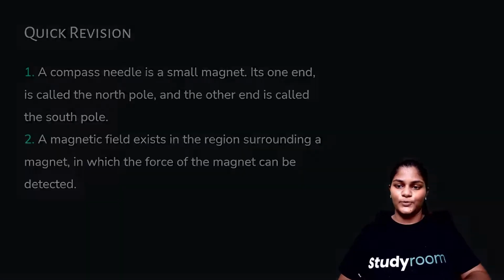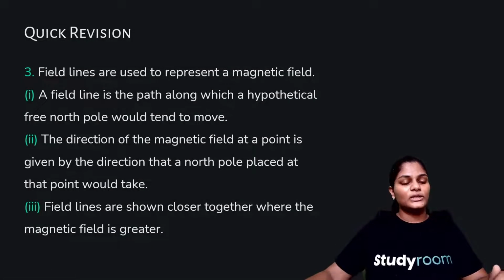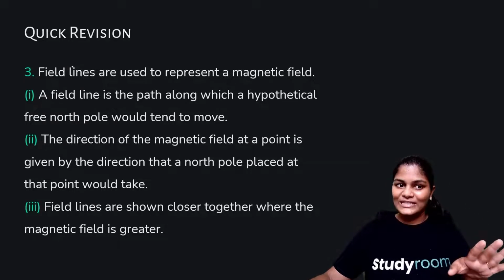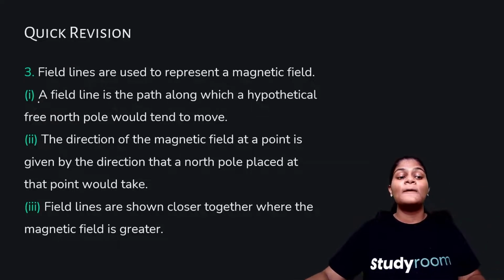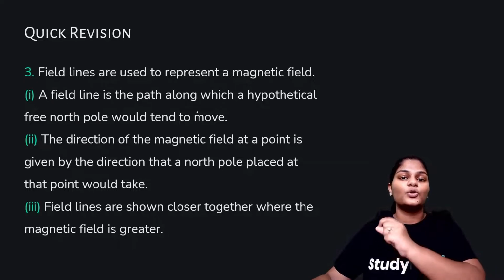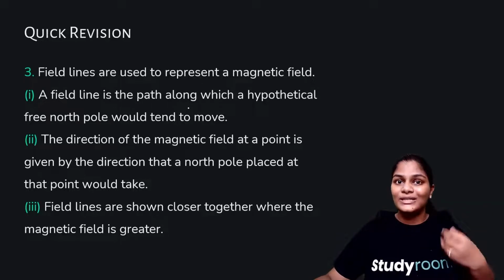Okay, let's go. Moving forward, the third point says that the field lines are used to represent a magnetic field. We have already done that. I've just done it in revision 2. Then it says that a field line is the path along which a hypothetical free north pole would tend to move. Now, what does this mean?